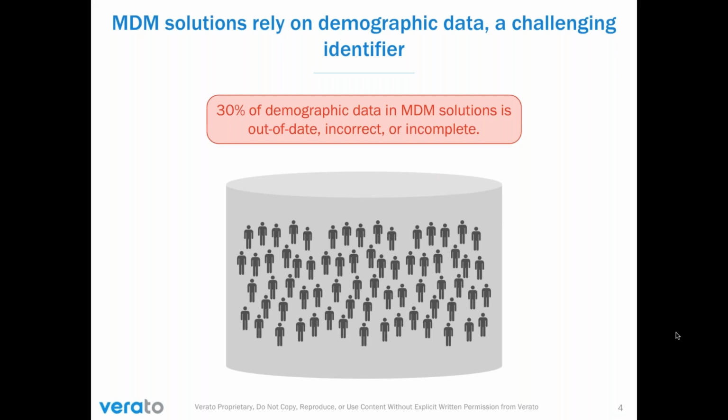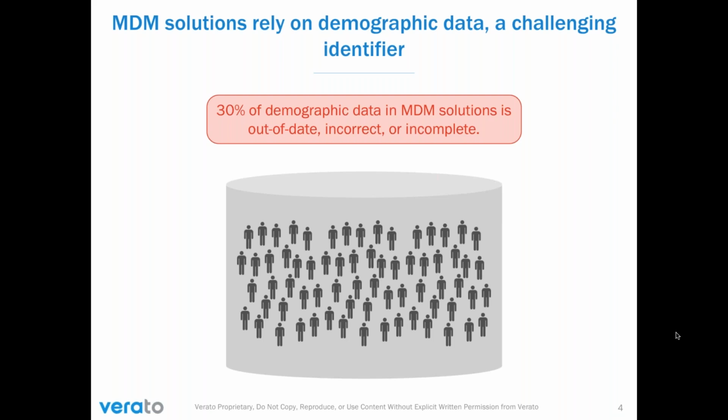typically about 30% or more of demographic data in any sort of data set, whether it's the data in your MDM or the data in an enterprise warehouse, you gather all that data, and about 30% of that demographic data is out of date, incorrect, or incomplete.